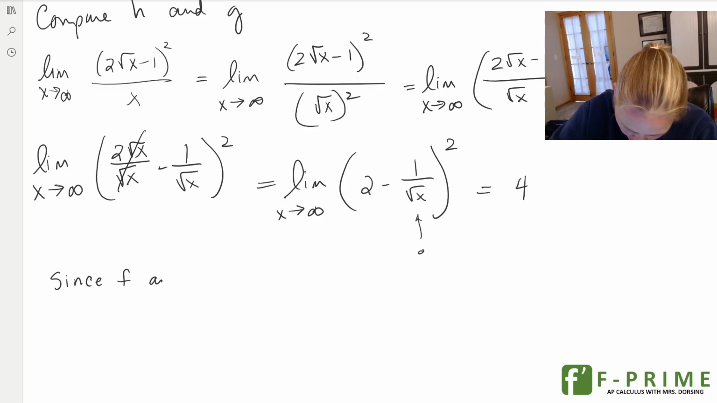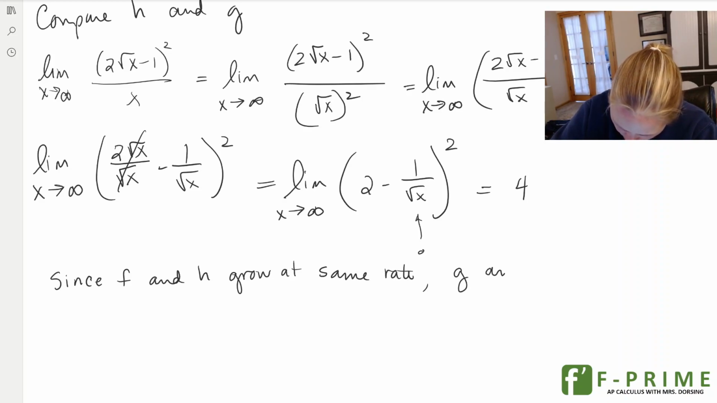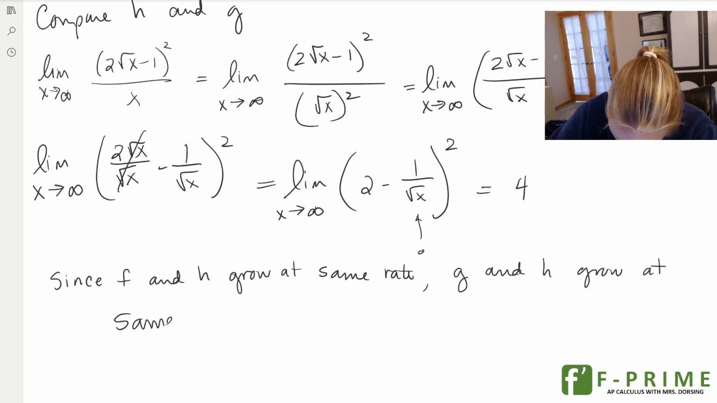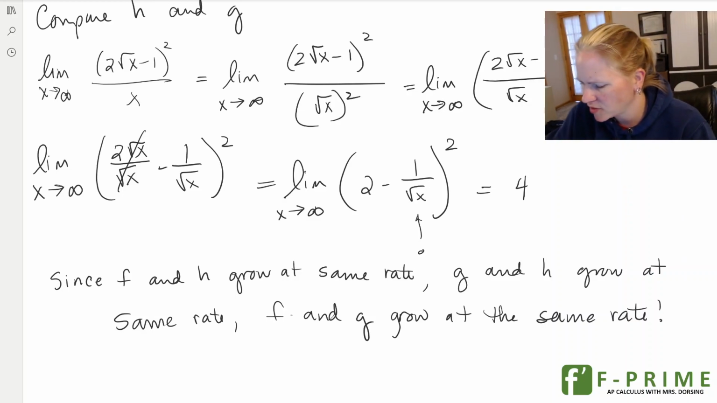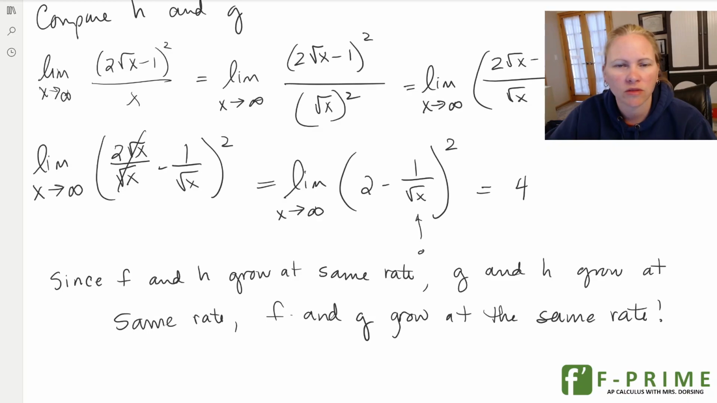Since f and h grow at the same rate, and g and h grow at the same rate, f and g grow at the same rate by the transitive property. You don't have to say that's by the transitive property. So there you go. That's that transitive property, and that's how that's going to work for those relative rates of growth. And that's how we choose that third function.